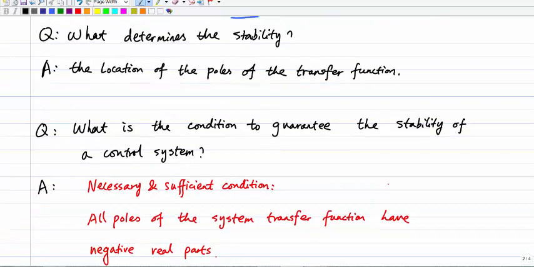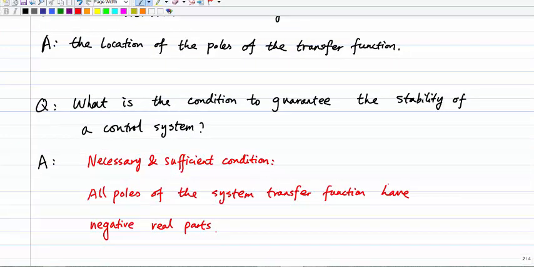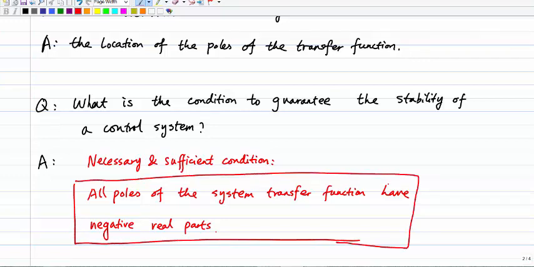Which means a control system is stable if and only if all poles of the system transfer function have negative real parts. So that's the necessary and sufficient condition. What that means is we must have that the poles of the transfer function have negative real parts to guarantee the stability. If any of the poles does not have negative real parts, then we can say the control system is not stable. So that's what we mean by necessary and sufficient condition.